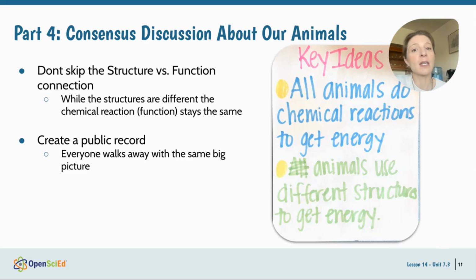In part 4, this is the consensus discussion. You're about halfway through the lesson at this point. Don't skip the structure versus function connection. Students need to see that while structures vary, like gills versus lungs, the chemical reaction, which is the function, is the universal constant for all animals. During the science circle, be sure to create a public record of what the class has figured out. Write down our shared realizations because this ensures that every student leaves with the same big picture.